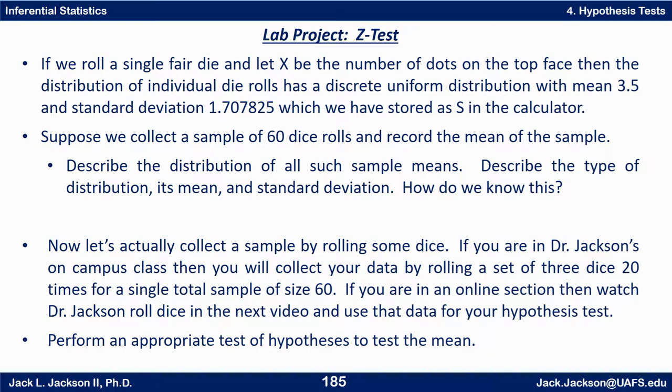Suppose now that we collect a sample of 60 dice rolls and record the mean of the sample. Describe the distribution of all such sample means. Describe the type of distribution, its mean, and its standard deviation. How do we know this? I'm going to leave that as an exercise for you to do. I'm not going to answer it in this video. You should know the answer to that based on our study of sampling distributions and the central limit theorem.